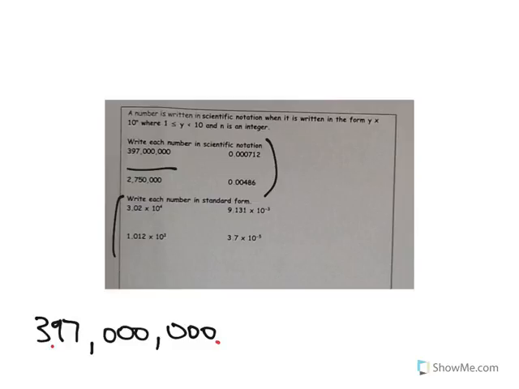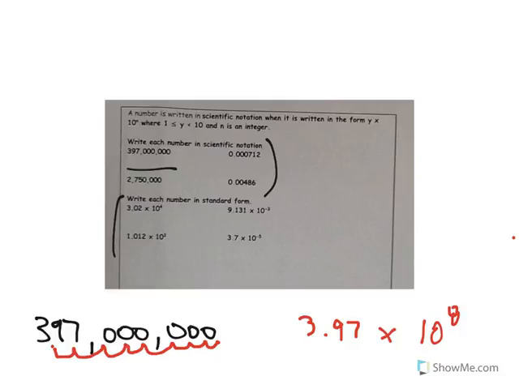I'm going to move the decimal point over 1, 2, 3, 4, 5, 6, 7, 8 spaces. So I move it over 8 spaces, and then I'm going to have 3.97. Since I moved the decimal point over 8 spaces, I have to put it times 10 to the 8th power.